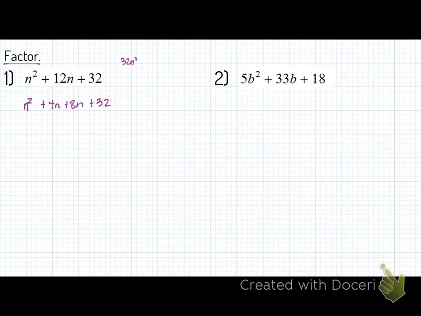Okay, so now we're going to write parentheses around here. We've got n squared and positive 4n. We want to put parentheses here. That's just something you have to do. So what can I factor out of n squared and positive 4n? I could take out an n, right? So we got n times, what is n squared? Well, it's positive n. 4n divided by n is positive 4.